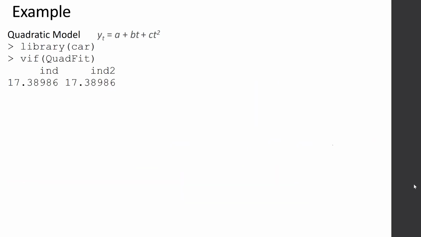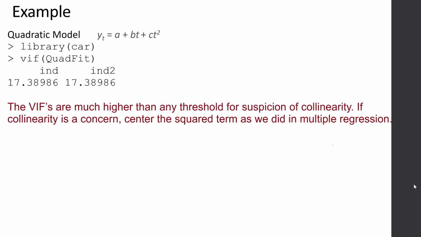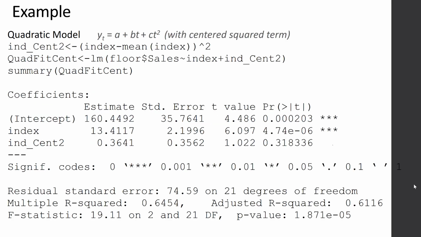Let's talk about collinearity. So notice that the quadratic model, the t and the t squared, are completely related. Just like in multiple regression, since they're related, your VIFs are going to be very, very high. These VIFs are 17. So if the variance inflation is a concern, then you can center the squared term just like we did in multiple regression.